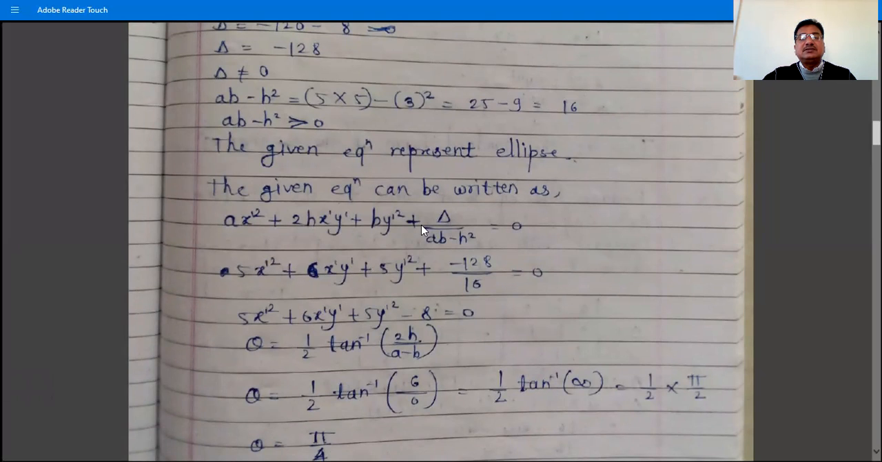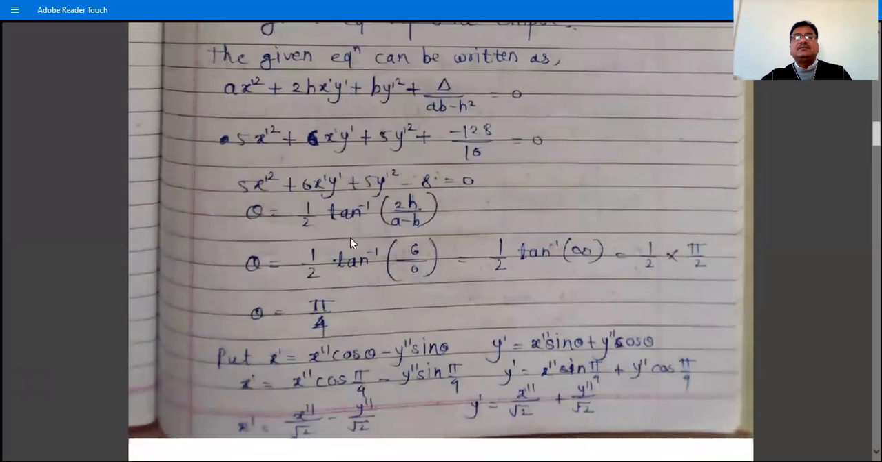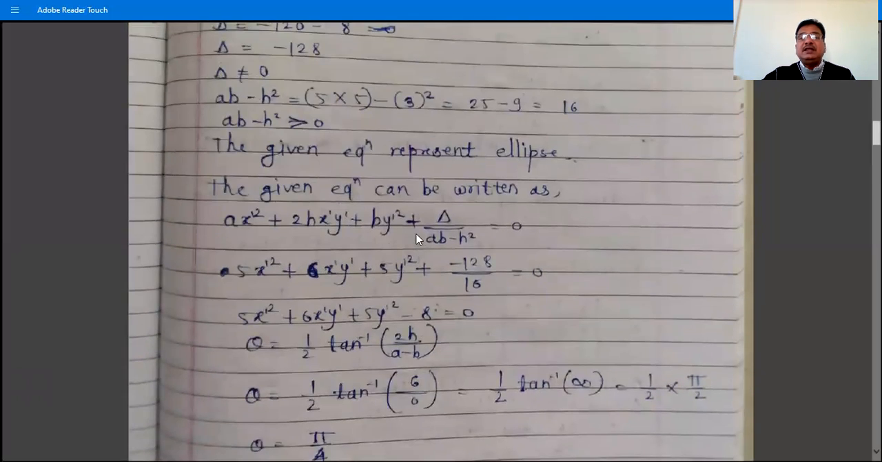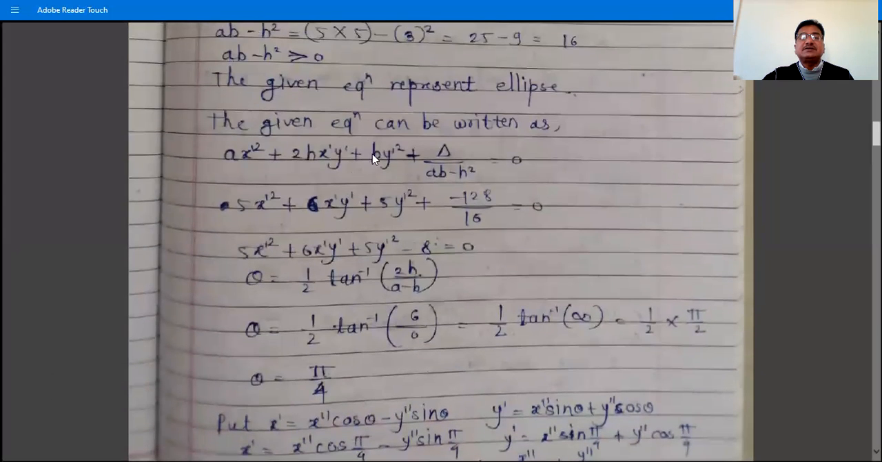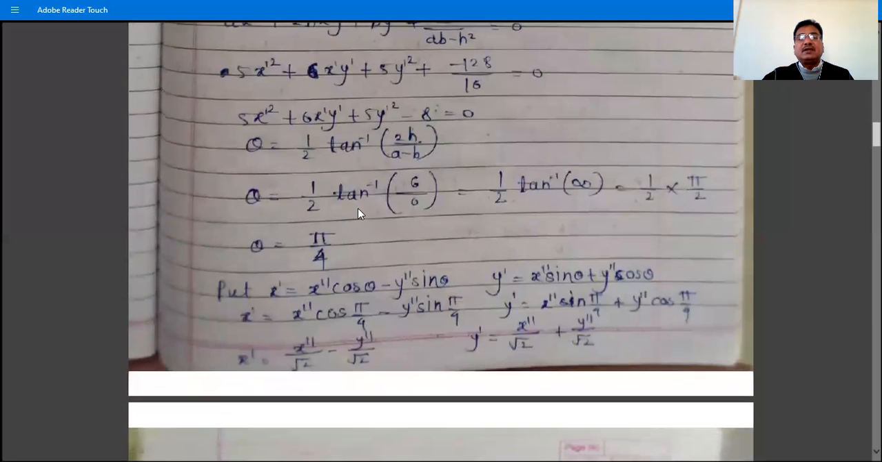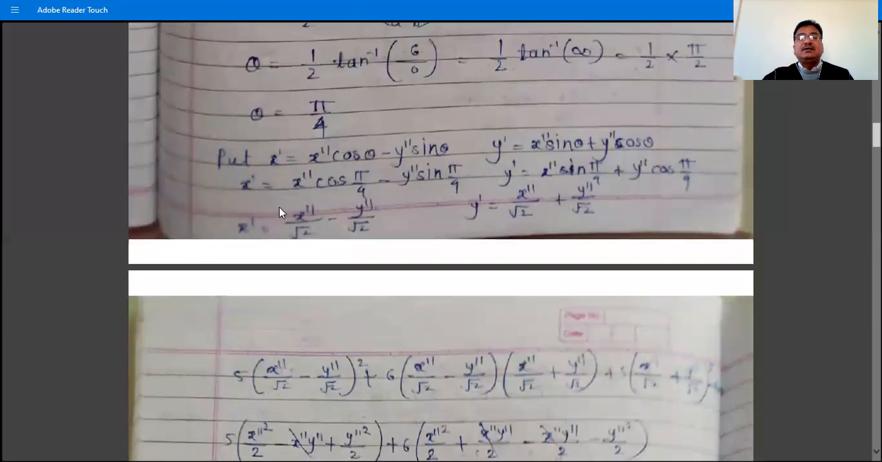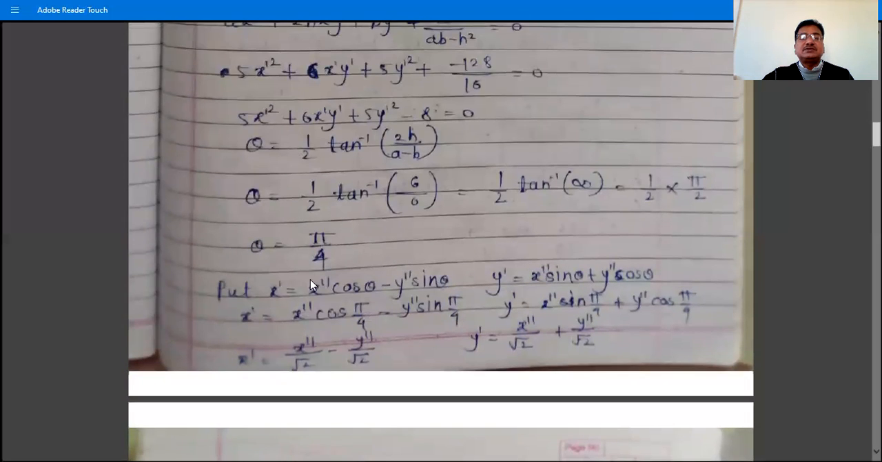That is, find the answer of this formula: ax'^2 + 2hx'y' + by'^2 + Δ/(ab − h^2) = 0. If the given equation represents an ellipse or hyperbola, then this is the procedure: first shift the origin to the center of the conic, then find theta and rotate the axes through an angle theta.